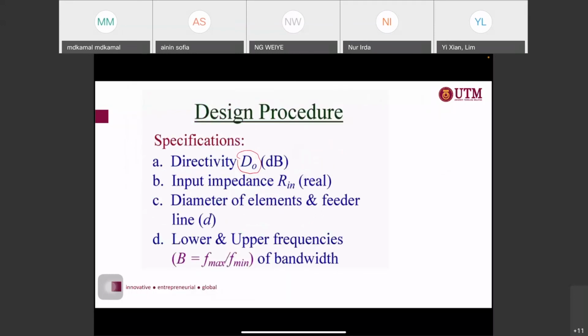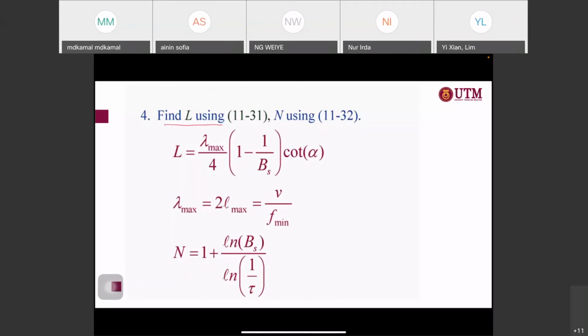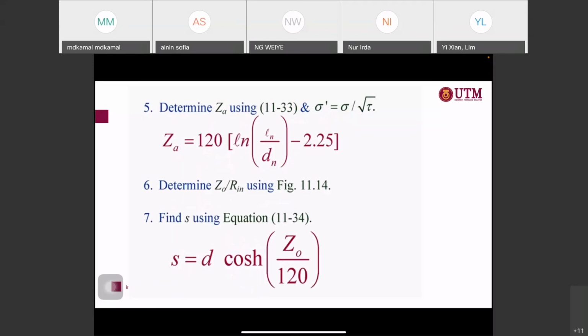Okay. And then the input impedance, real here, the diameter of the element and feeder line, and the lower and upper frequencies of the bandwidth. So you can determine alpha, you can determine the active regions here, as well as the BS. You put these into here, and then you can find the L using this equation and N using these equations. Then you can determine your impedance ZA, and then you can determine Z0 over R in, and you can find your S using these equations.